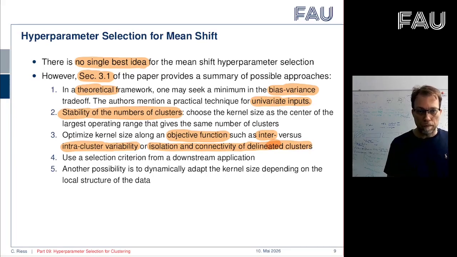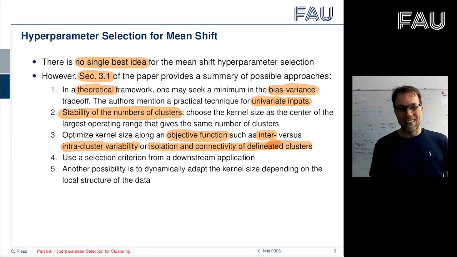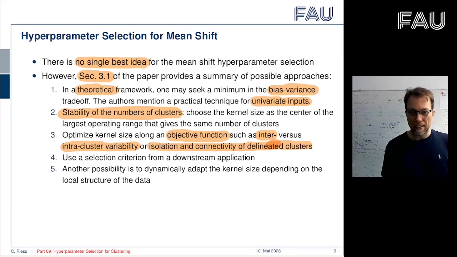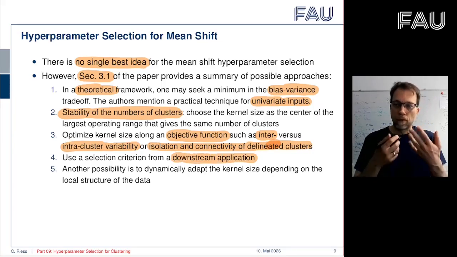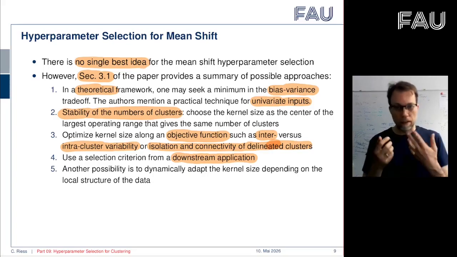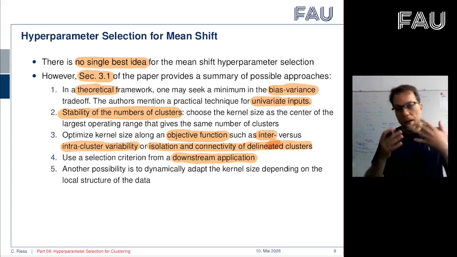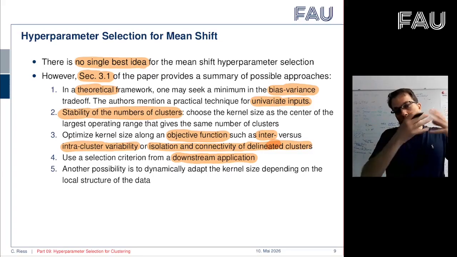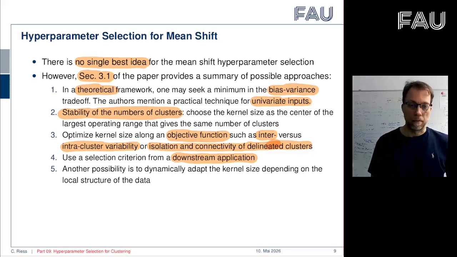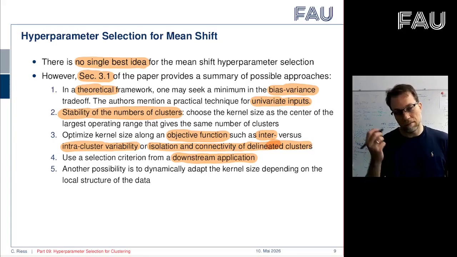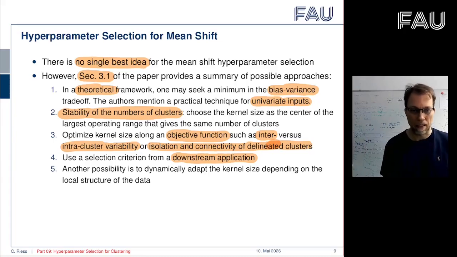Then, number four is always a valid approach, of course. You say, okay, why am I actually doing this clustering? So very likely there's some form of a downstream application, and you can use the performance or the properties or whatever requirements of that downstream application in order to adjust the parameters of your clustering. I think that is a very generic reply, and that makes sense.